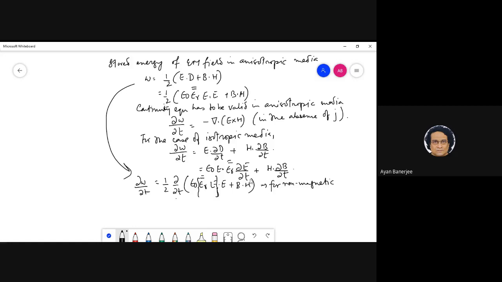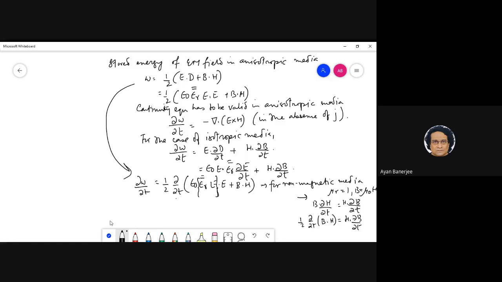Anyway, so for non-magnetic media, we know that mu r is 1, and B is mu 0 H. So clearly B dot del H del T is the same as H dot del B del T. That is very clear, right? Which means I can write half of del T of B dot H as H dot del B del T. This is absolutely fine.